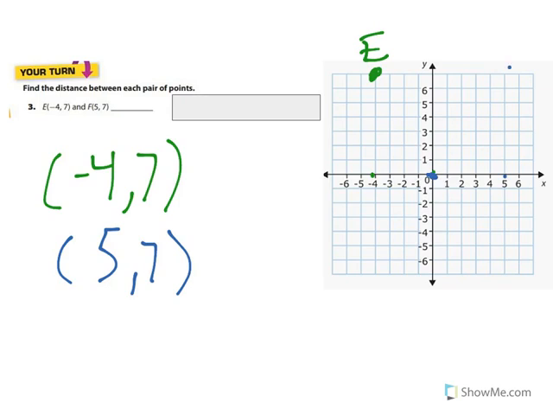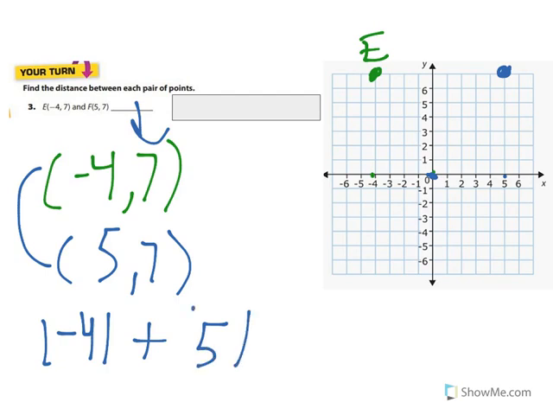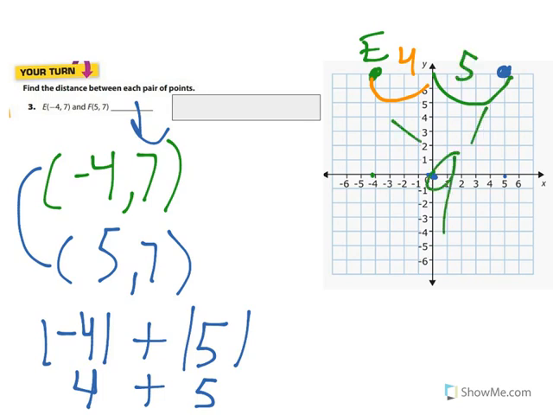So notice that my y-coordinate is the same for both of these, so I can use only the x for my distance. That's one way to look at it. Since I'm going across the axis, I can use my absolute values and add them. The absolute value of -4 is 4. The absolute value of 5 is 5. And so the distance is 9. I can show that up here by going this way, a distance of 4, and then going this way, a distance of 5. Putting those two together, there's my 9.